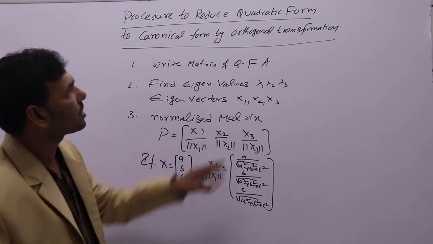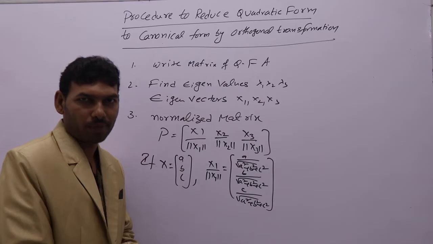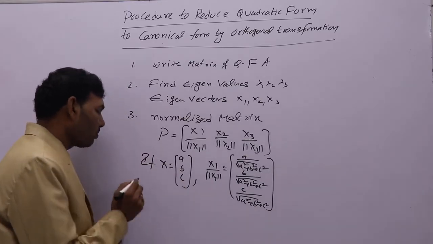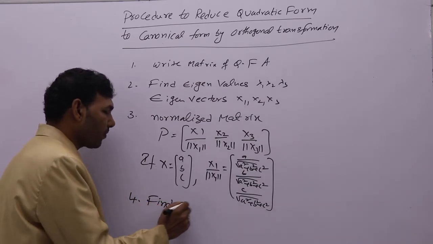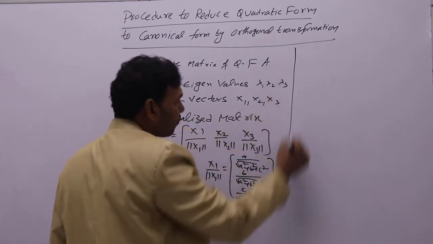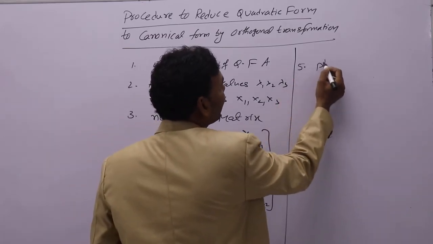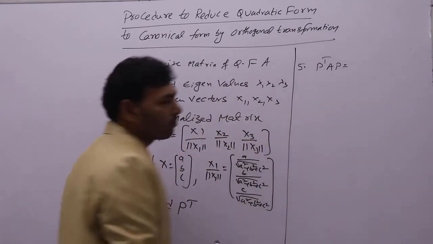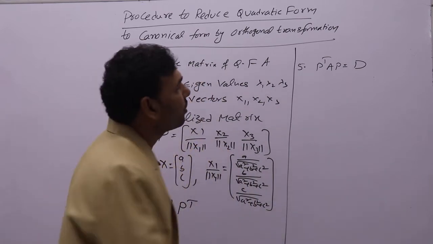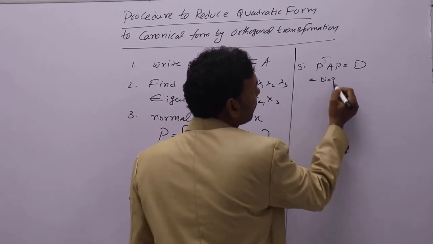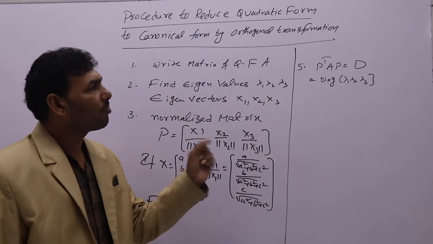Why are we writing like this? To make P an orthogonal matrix. If P is orthogonal, then what is our advantage? Instead of finding P inverse, if you find P transpose, that is enough. After finding P transpose, next calculate P transpose AP. This P transpose AP will be a diagonal matrix D, in which you will have lambda 1, lambda 2, lambda 3 on the diagonal.